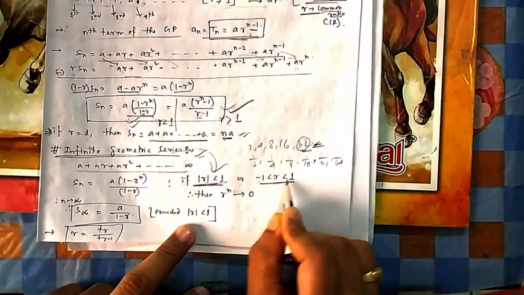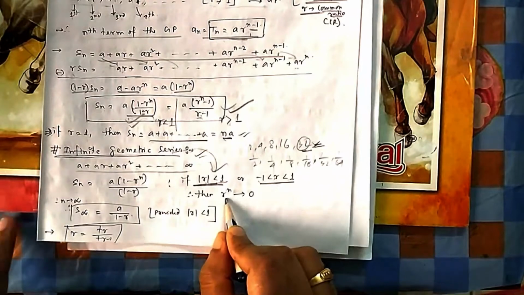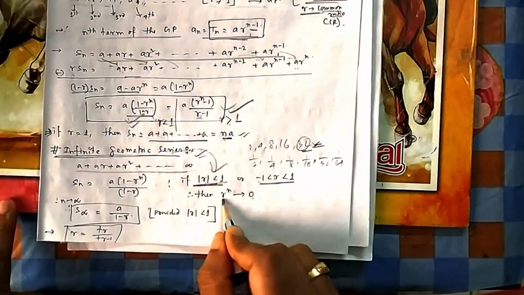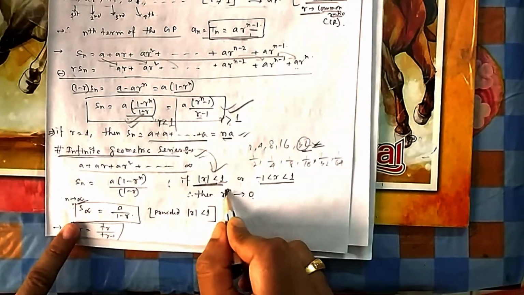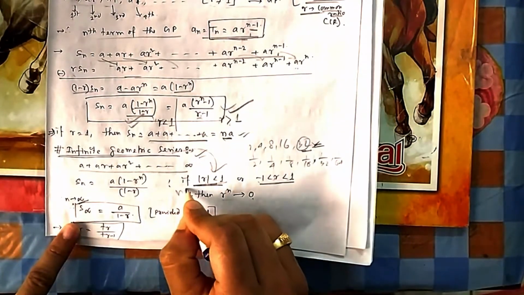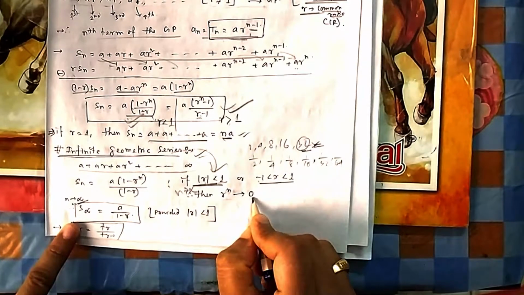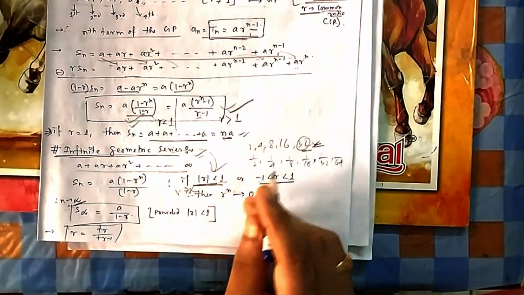So that means your R should be between minus 1 and 1. Then only your R to the power n will go to 0. Because if n tends to infinity, then R to the power n tends to 0, because if you raise a fraction to an excessively high power, then the answer will get more and more reduced.